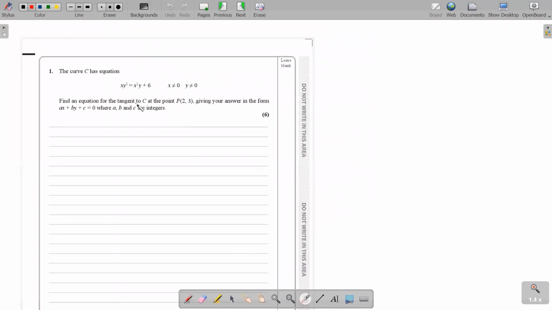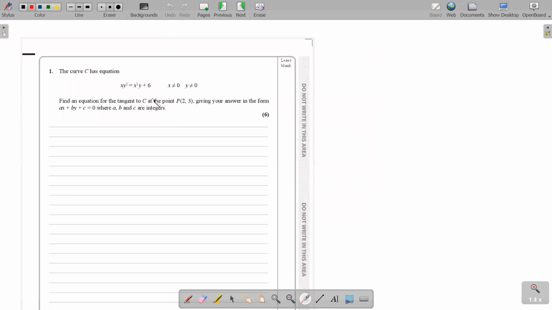The curve C has equation xy equals x squared y plus 6, and they have told us x is not equal to 0 and y is not equal to 0. Find an equation for the tangent to the curve at the point P (2, 3), giving your answer in the form ax plus by plus c equals 0, where a, b, c are integers.